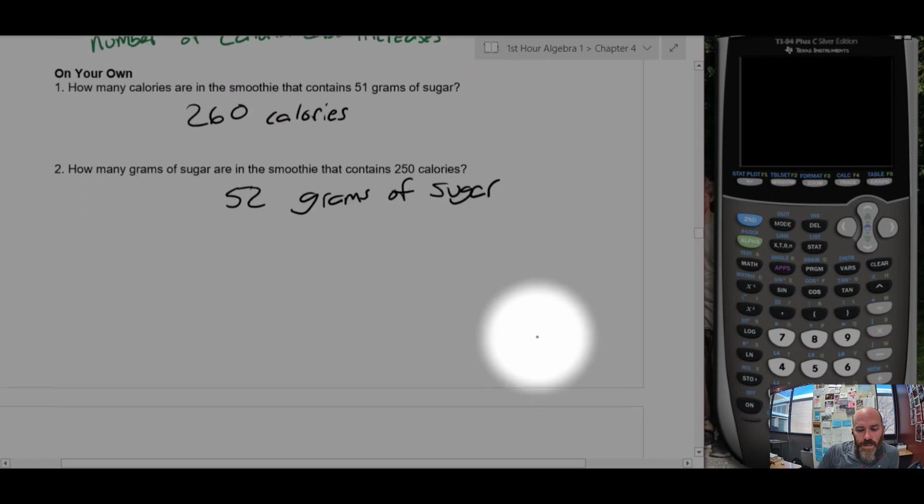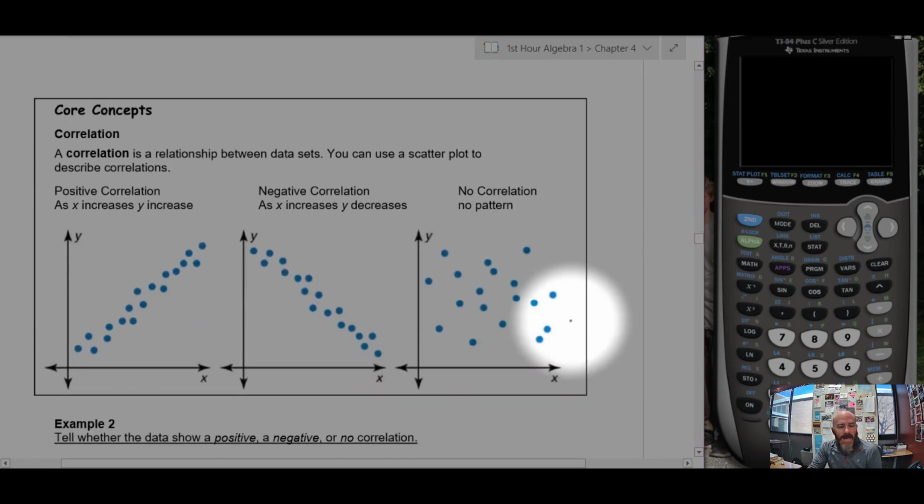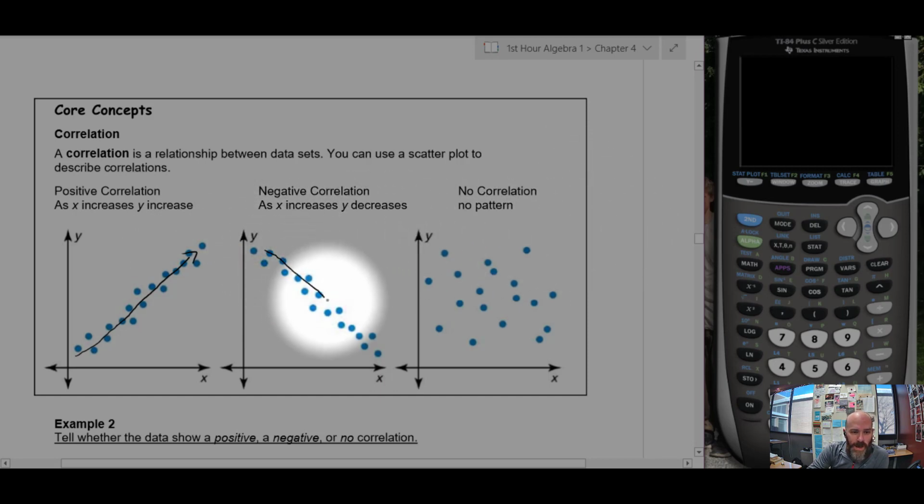Okay, continuing on, correlation. Basically positive correlation, negative correlation, no correlation. So think of this as sort of like slope. If you look at it, it sort of has a positive slope type of direction. This means as X increases, Y increases. A negative correlation is sort of like a negative slope. As X increases, Y decreases. And then if there's no pattern at all, they're just jumbled around, that's called no correlation.